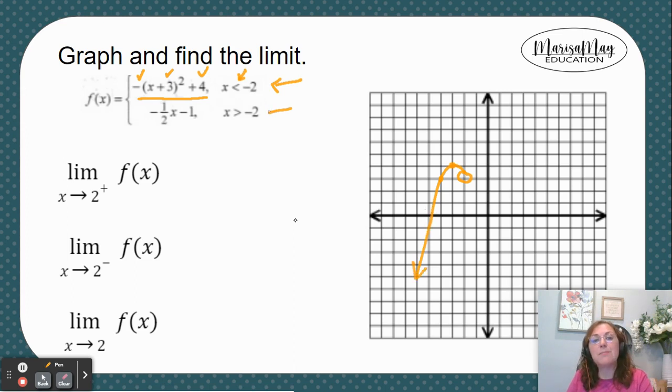Now let's look at this piece on the bottom. Again, I'm going to plot the point at -2. So when I plug in -2 for the second piece, it looks like I get 0. So that means I put an open circle at (-2, 0).